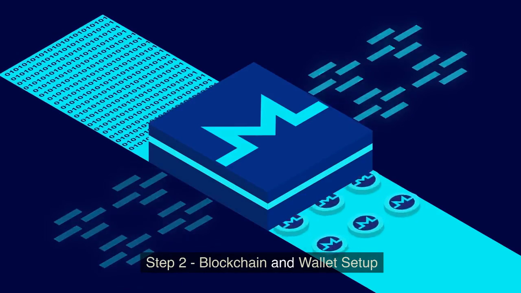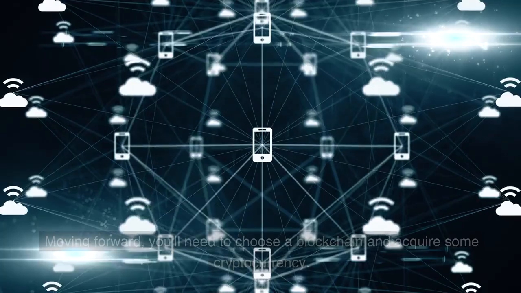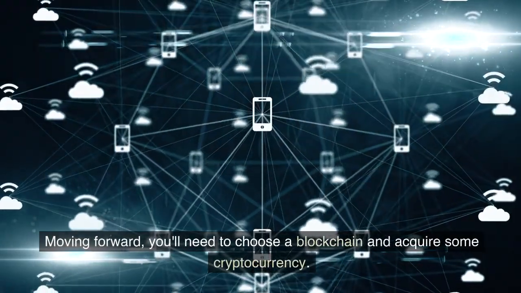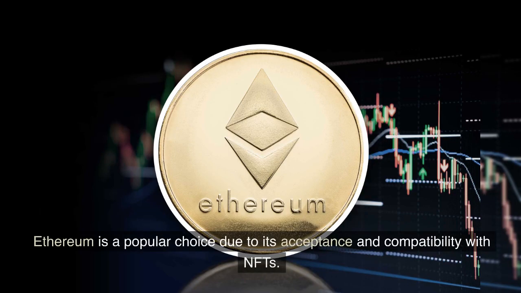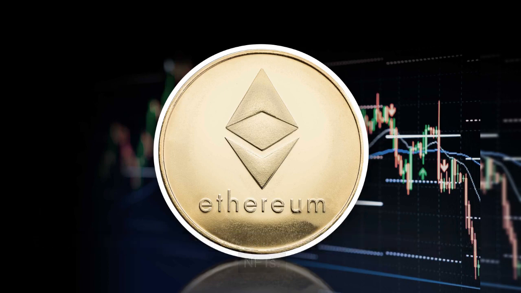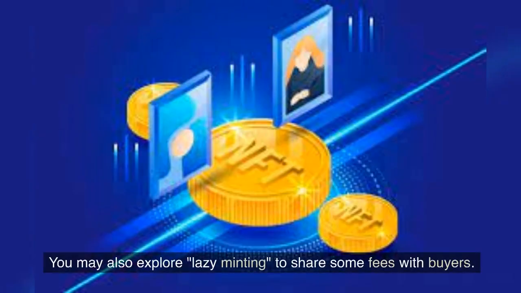Step 2. Blockchain and wallet setup. Moving forward, you'll need to choose a blockchain and acquire some cryptocurrency. Ethereum is a popular choice due to its acceptance and compatibility with NFTs. You may also explore lazy minting to share some fees with buyers.